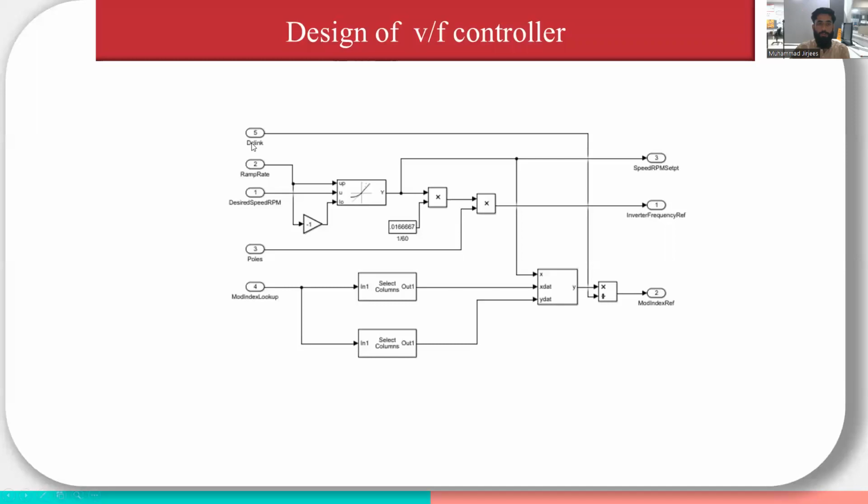The DC link voltage is fed here as an input. This ramp rate is responsible for setting the response faster, and the desired speed RPM is given as an input. We set the poles of the motor, and we get the inverter frequency reference as output, the speed RPM set point as output, and the modulation index is given as an input.